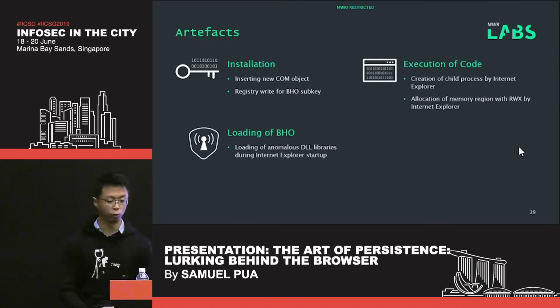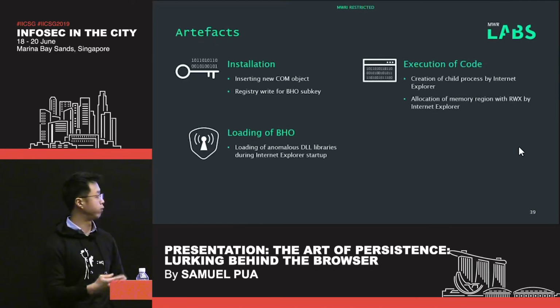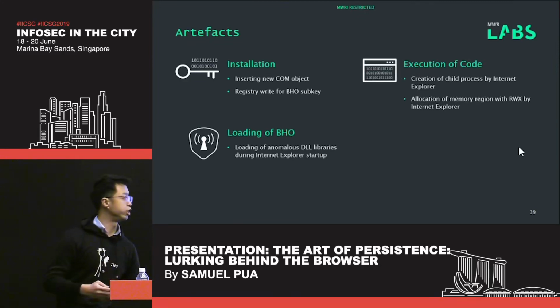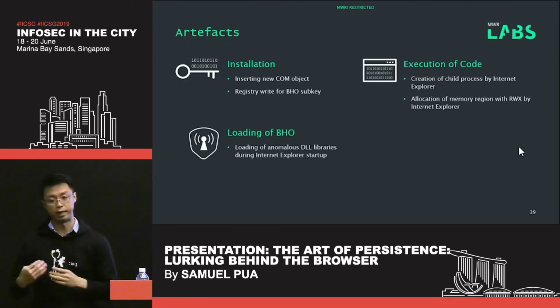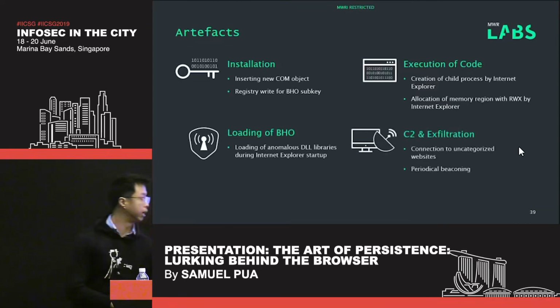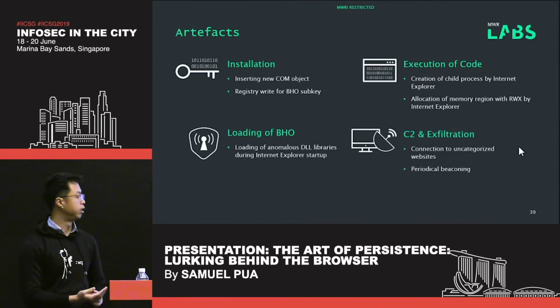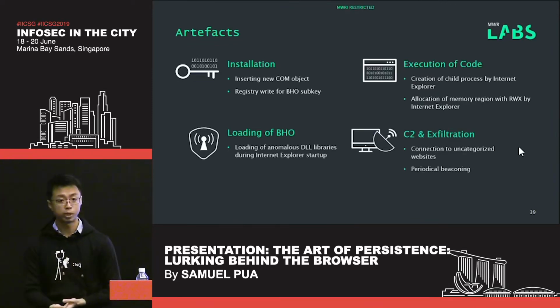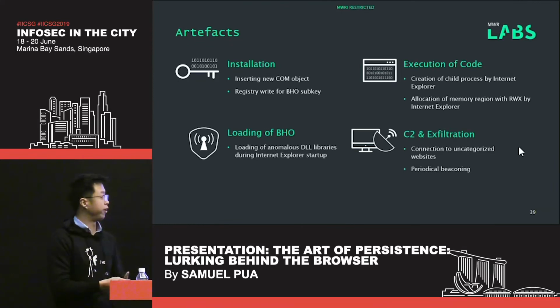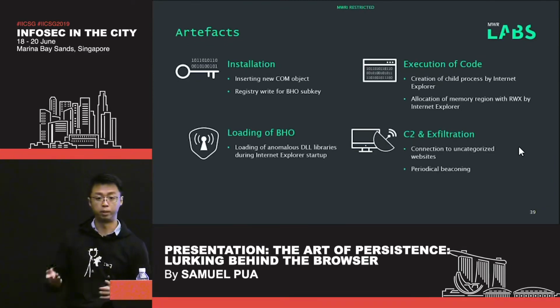There is also execution of code, when there is a creation of a child process by Internet Explorer, or there could be allocation of a memory region with read-write-execute if you are loading it as shellcode. And lastly, in terms of C2 and exfiltration, there will be connection to an uncategorized website, and there will be periodic beaconing as it loads. One thing to note, and it's a very important thing to note, is that many of these artifacts could be spoofed and could be bypassed.